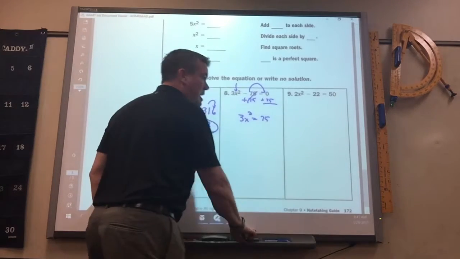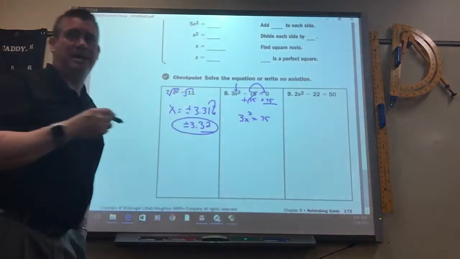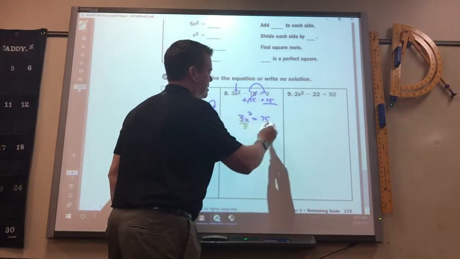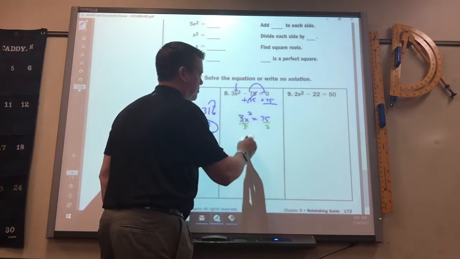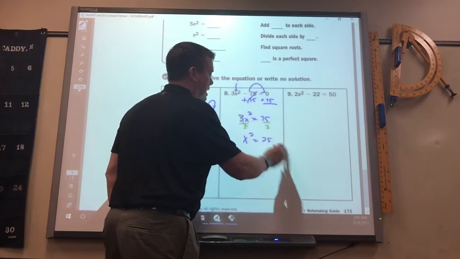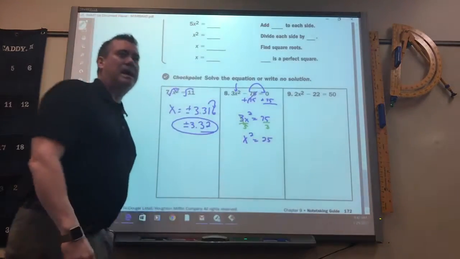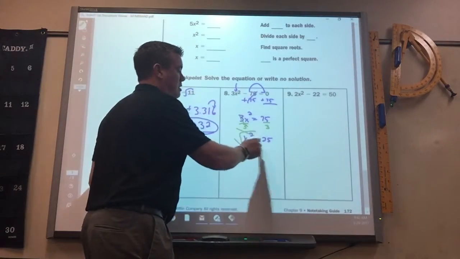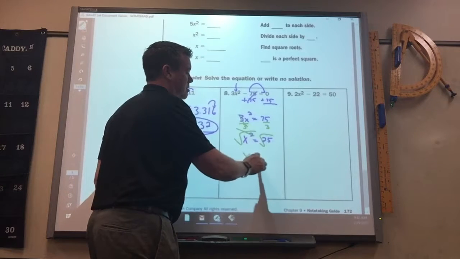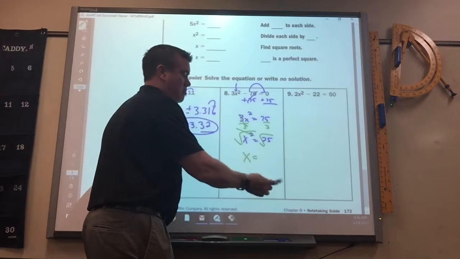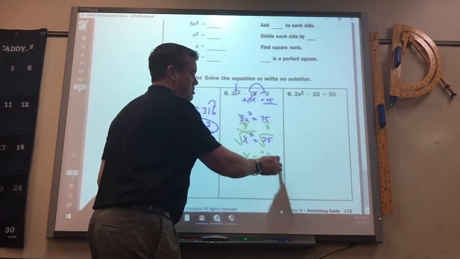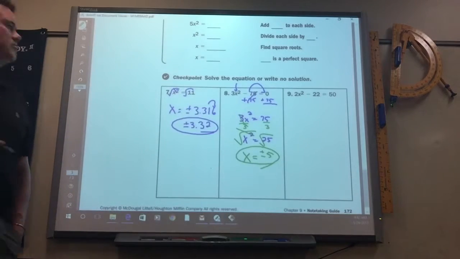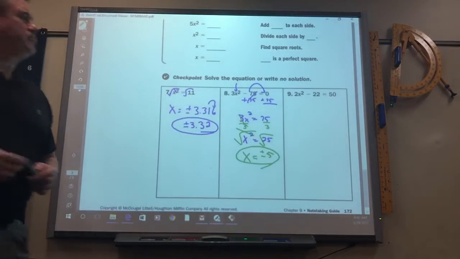We can't square root yet, because the x squared isn't by itself. What do you gotta do first? Divide by 3. You good? Now that the x squared is by itself, you square root. Everyone knows what that is, I hope? Plus or minus 5. Okay?